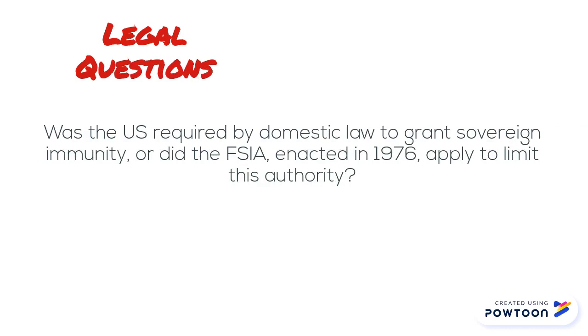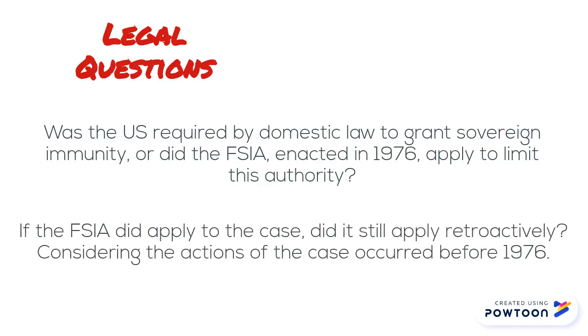Was the United States required by domestic law to grant sovereign immunity, or did the Foreign Sovereign Immunities Act apply to limit this authority? Did the policy apply retroactively, meaning that it applied to actions that had occurred before it was established? Considering in this case, Austria had acquired the paintings after World War II, therefore the act had occurred before the FSIA.